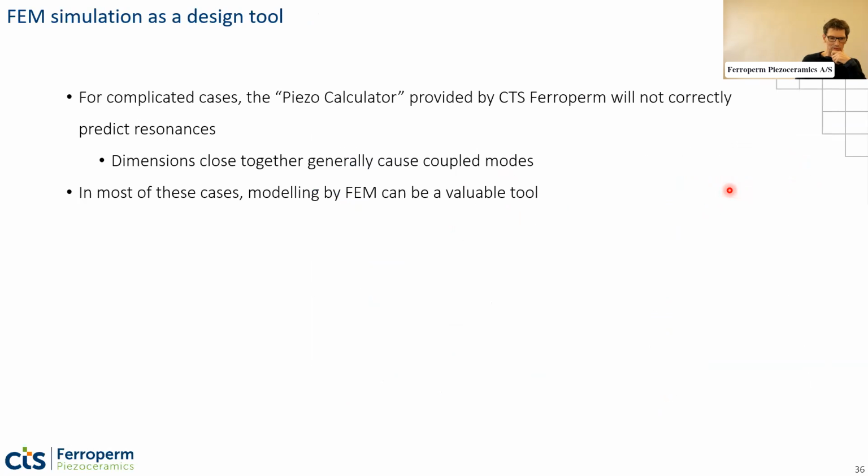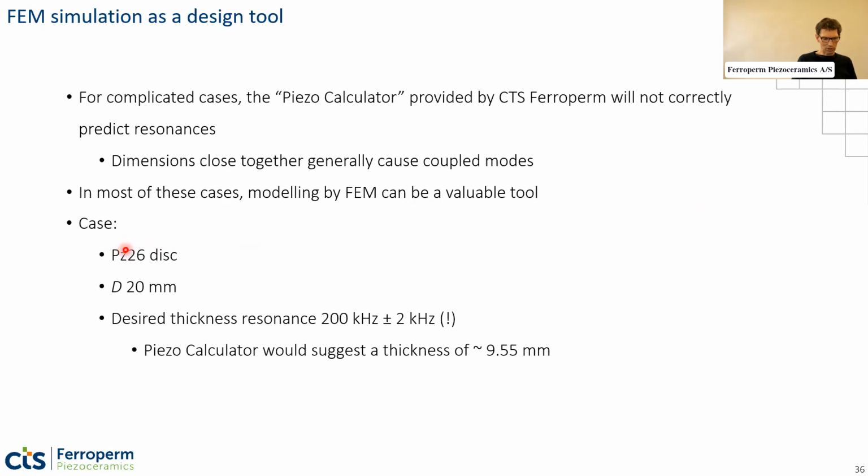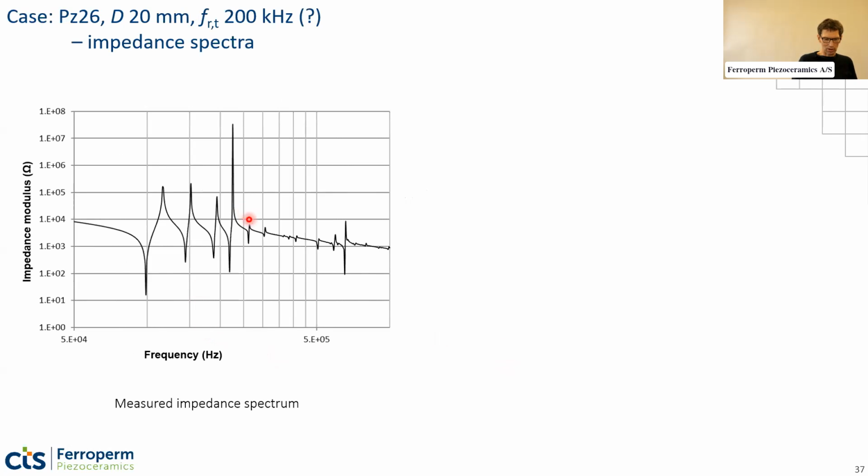I have a case here where it will not give the correct answer. For example, if you have dimensions that are very close together, you may have a coupling between different vibration modes. So I have a little example showing how you can use finite element modeling. The case here is a Piezo26 hard PCT material, a disc with a diameter of 20 millimeter. The customer would like to have a very precise resonance frequency in the thickness mode of 200 kilohertz. So if you use a simple calculator, you probably expect you should make it at a thickness of 9.55 millimeter. Actually, this is the result, and you wanted to have a resonance frequency exactly here, but instead you basically have 3 resonance frequencies that are in competition, and none of them are 200 kilohertz as you wanted.